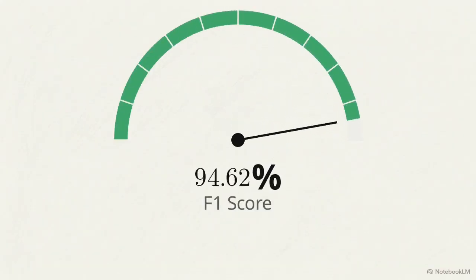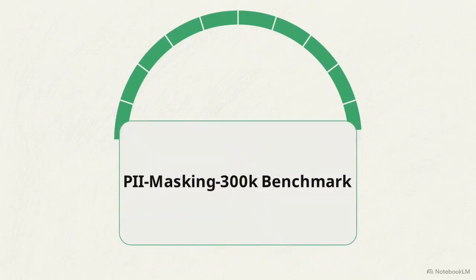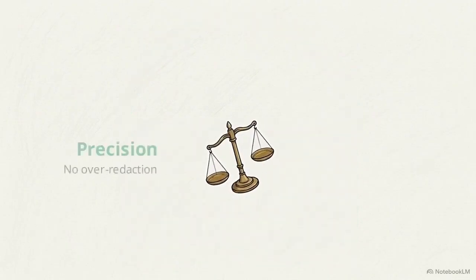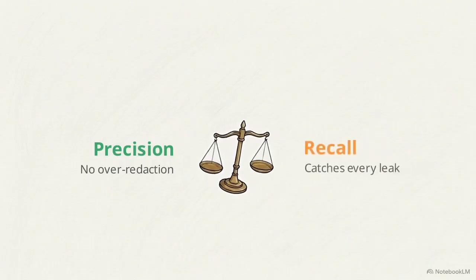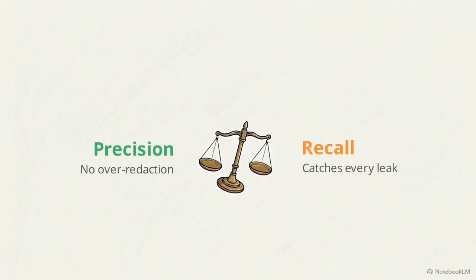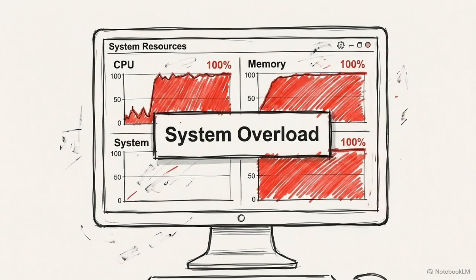The quantitative result of this architecture is a 97.43% F1 score on a corrected version of the rigorous PII masking 300K benchmark. That F1 score represents a near-perfect balance between precision, making sure it doesn't over-redact useful data, and recall, ensuring it catches every potential leak. Bidirectional context solves the accuracy problem of unstructured data masking, but running that level of comprehension locally introduces a massive computational challenge.